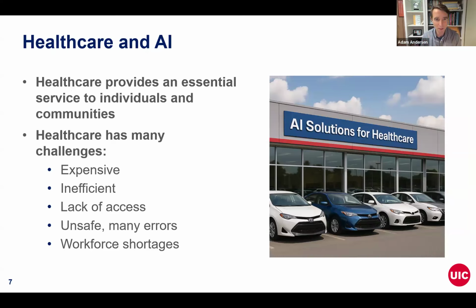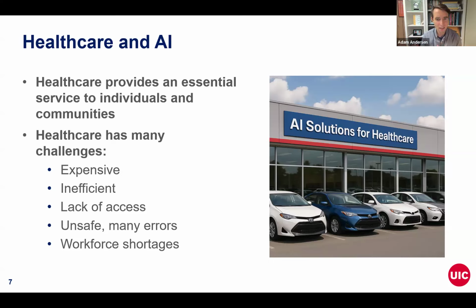At the same time, we know that healthcare has many challenges, right? It's very expensive, it's inefficient, there's a lot of waste, there's a lack of access. So, depending on where you live or what insurance you have, you may be limited in your options. It can be unsafe. There are errors that happen in healthcare because it's a very human industry. And we know that there are workforce shortages as well, right? There may not be enough doctors or nurses. And again, depending on where you live or what your insurance is. And healthcare is a lot of things, right? It's very important, but it has these challenges.